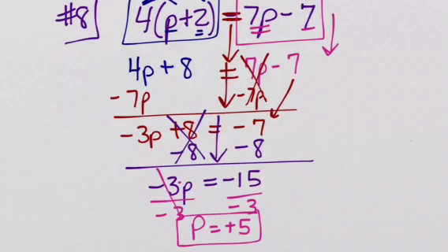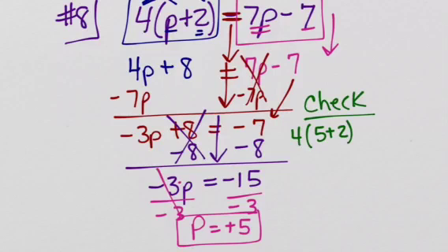And again, like I've been asking you to do earlier, let's go ahead and check our answer real quick. How do I check it? You plug 5 in wherever you see a P. 4 times 5 plus 2. 5 plus 2 is 7, times 4, 28. 7 times 5, and then minus 7. 7 times 5 is 35, minus 7, 28.